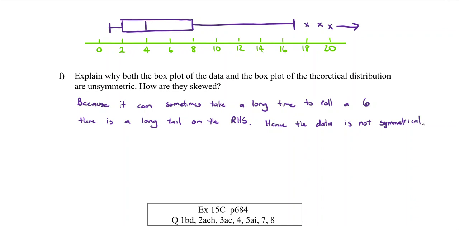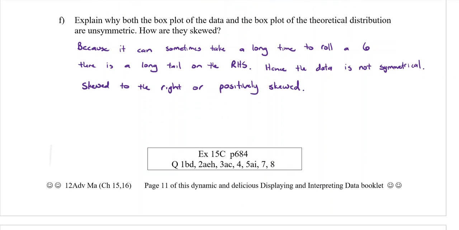Okay, so what would we call it? Because it says comment on the skewness. So we would say it is either, no, go back and check. If we have a long tail on the right, it is skewed to the right or positively skewed. Okay, that's it. 15C.